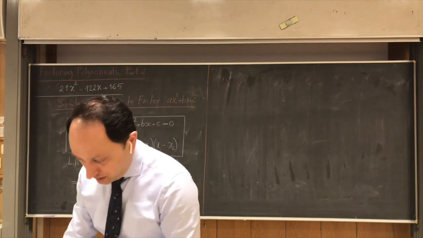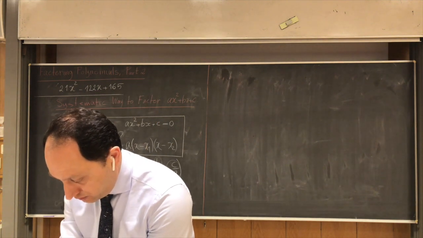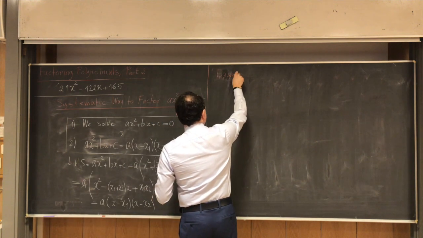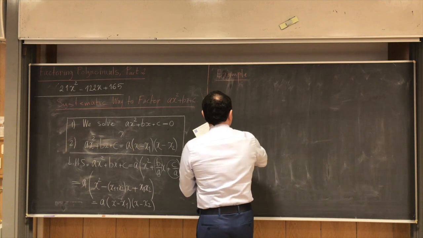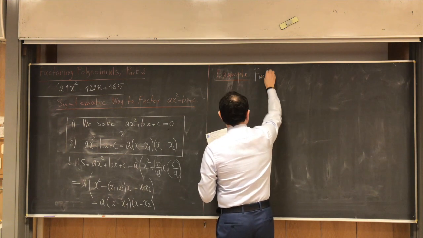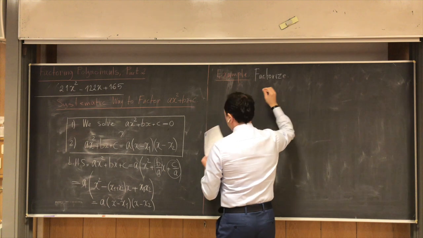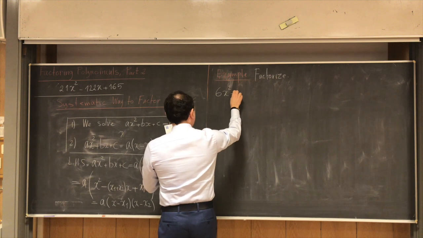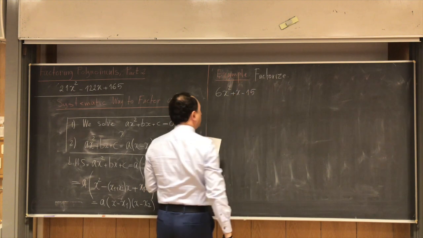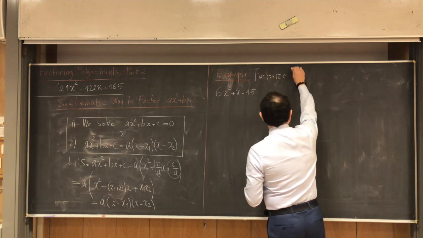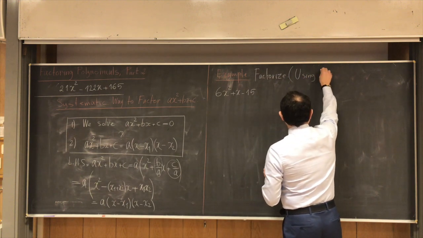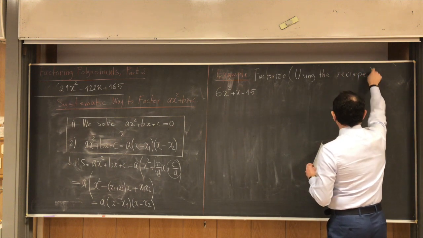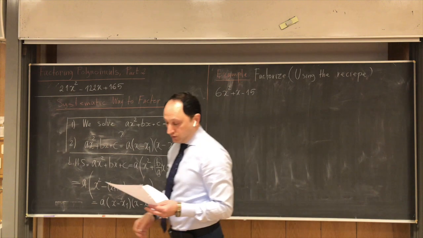So I think it would be good if I solve the previous example now. So, example: factorize. This example, we already did with the previous methods, so let us just do it with this new method, using the recipe. That's the recipe that I actually cooked up here.